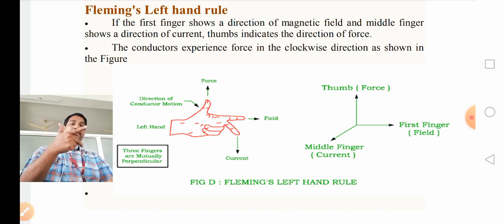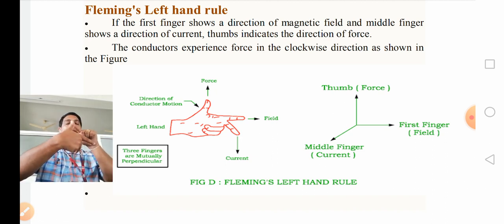There will be three fingers. So the thumb, first finger and second finger we have to take, and we have to keep these three mutually perpendicular to each other. Here the thumb indicates the direction of the force, the first finger always shows the magnetic field, and the middle finger shows the current direction. So all three fingers should be mutually perpendicular with each other. Definitely this is Fleming's left hand rule.